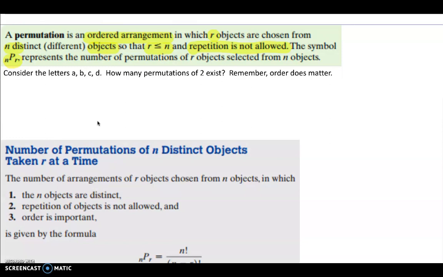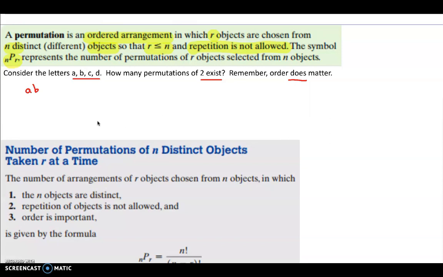Okay, so now let's look at this little question I got right here. We're going to consider the letters A, B, C, and D. How many permutations of 2 exist? And remember that when I say permutation, order does matter. Very specific. So let's just write out the possible outcomes. Okay. So you have to pick 2 from the 4.